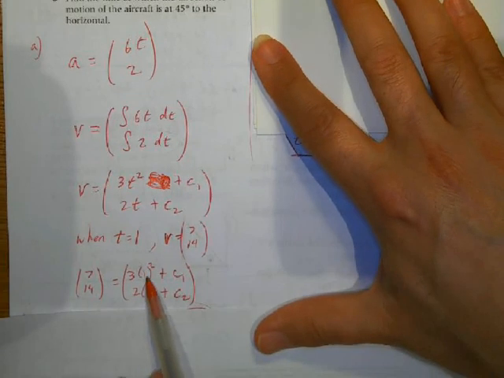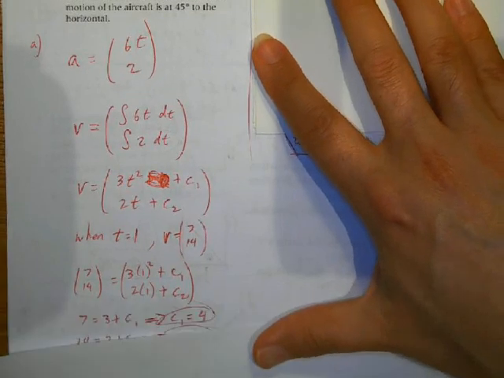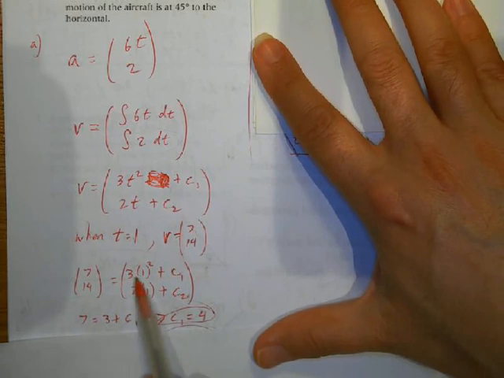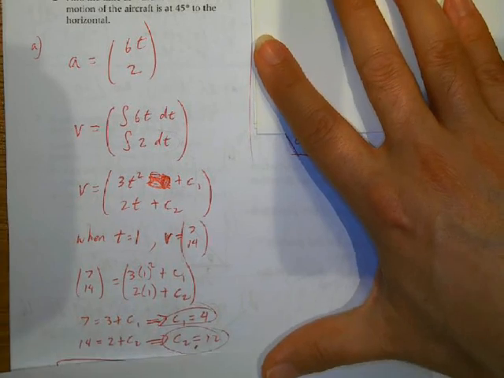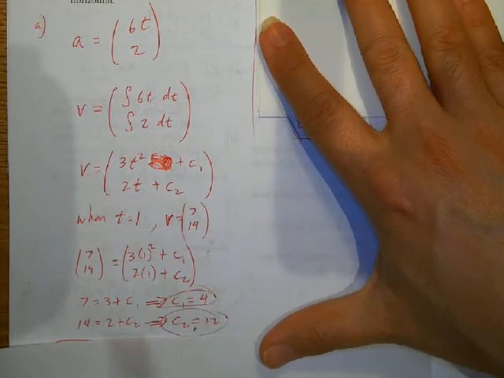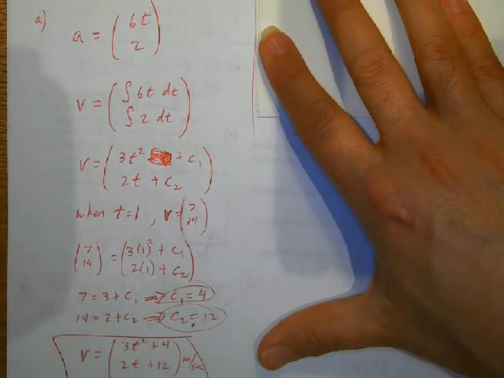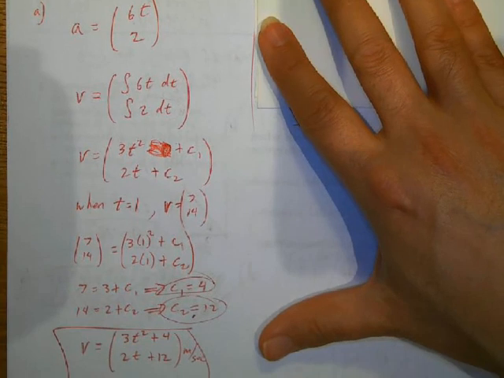So then I end up here with 7 equals 3 plus c1. If I subtract 3 on both sides, I end up with c1 equals 4. And then I have 14 equals 2 plus c2. So subtract 2 on both sides, and I end up with c2 equals 12. And so there's my expression for the velocity. Okay, hit pause if you need to.